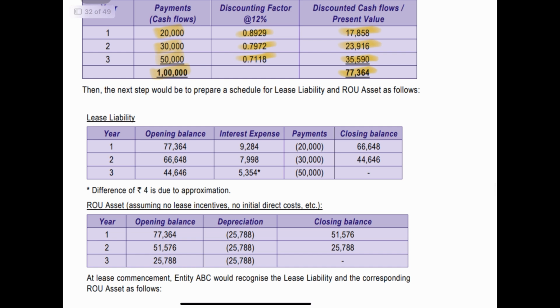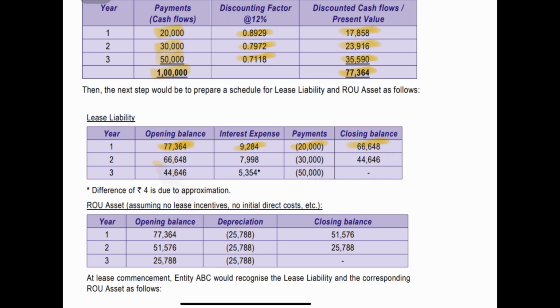Then the lease liability should be accounted for. Initially the lease liability is measured at 77,364, and then interest expense. Interest is 12%, so 12% of 77,364, you will get 9,284, and the first year lease payment is 20,000 rupees. From the opening balance, you have to add the interest and subtract the lease payment. You will get a closing balance of 66,648.